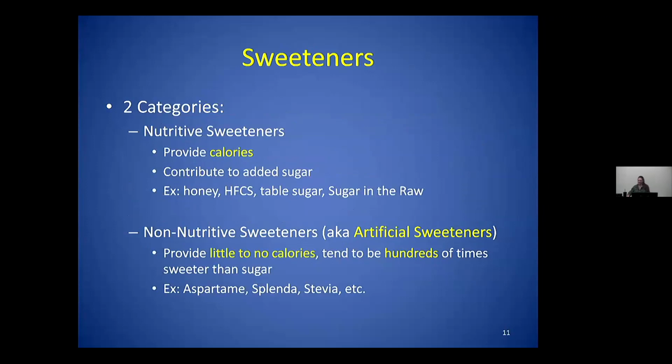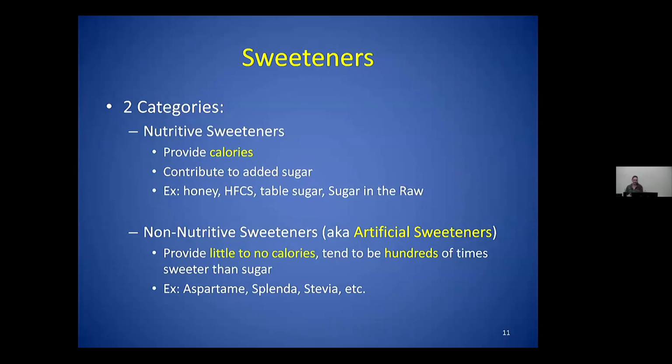Hi, everyone. My name's Alexa, and I am going to be transitioning into talking about sweeteners with you all. Sweeteners are used to enhance the flavor and the texture of our food. There are actually 2 different categories of sweeteners. We have nutritive and non-nutritive, and non-nutritive are more commonly known as artificial sweeteners.